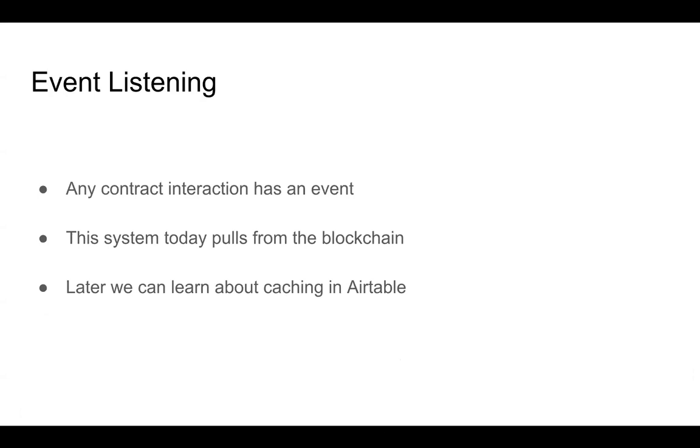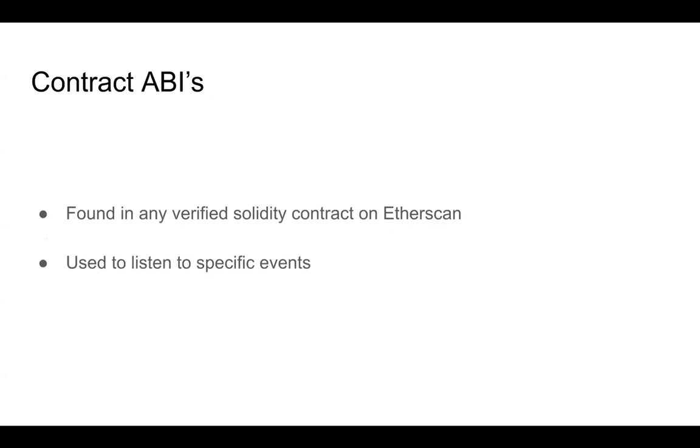Today, we'll go over event listening. An event happens every time someone interacts with the blockchain through a contract. We'll be listening to the DAI contract. The way that you listen to events is through ABIs. We'll teach you how to find an ABI and then insert it into Node-RED and listen to different events that are happening within that contract. Then the bot will be sending notifications based on what's happening there.